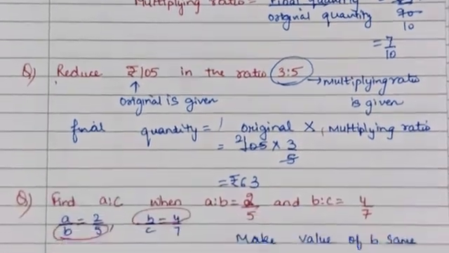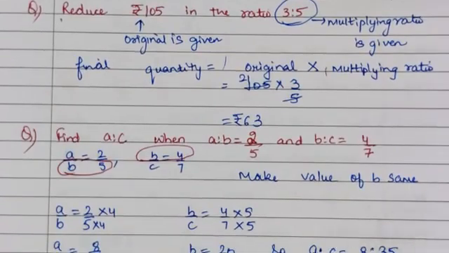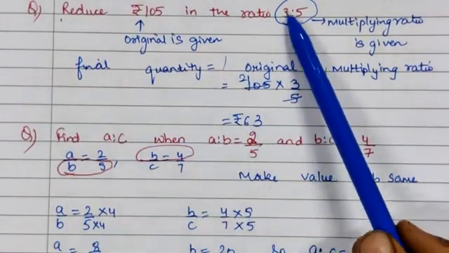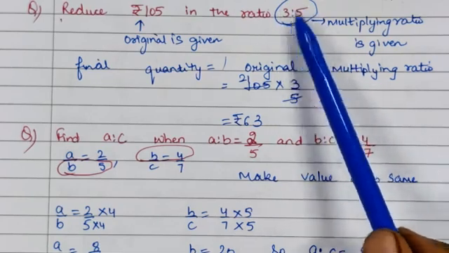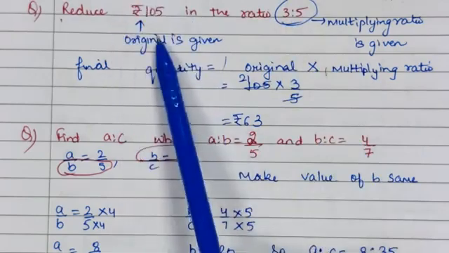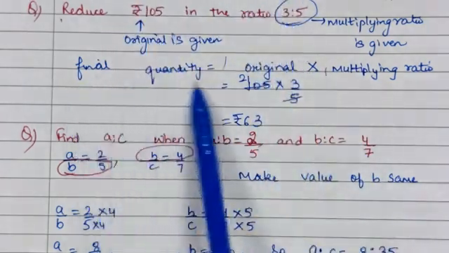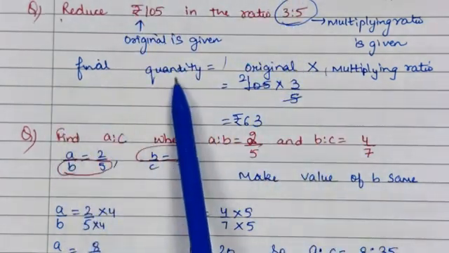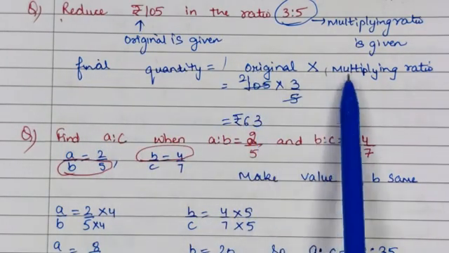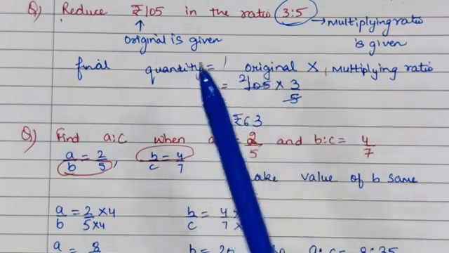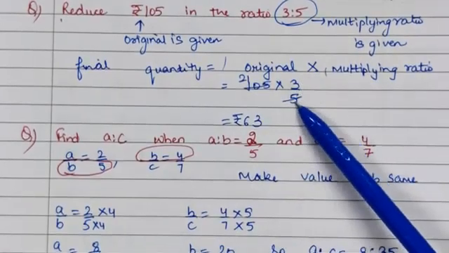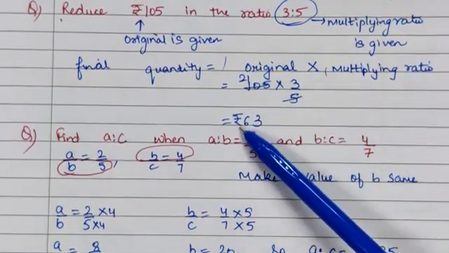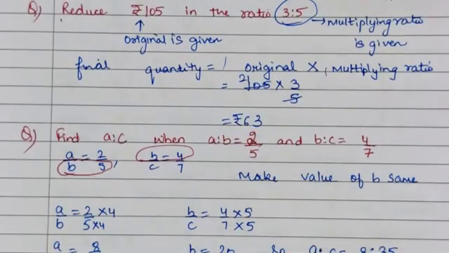Next one is reduce 105 in the ratio 3:5. This is the multiplying ratio which is given to you, and this is the original value. And you have to find the final quantity. So we will use that formula only. Final quantity is equal to multiplying ratio into original quantity. That is 105 into 3/5. So on doing the cancellation, we get 63 rupees.